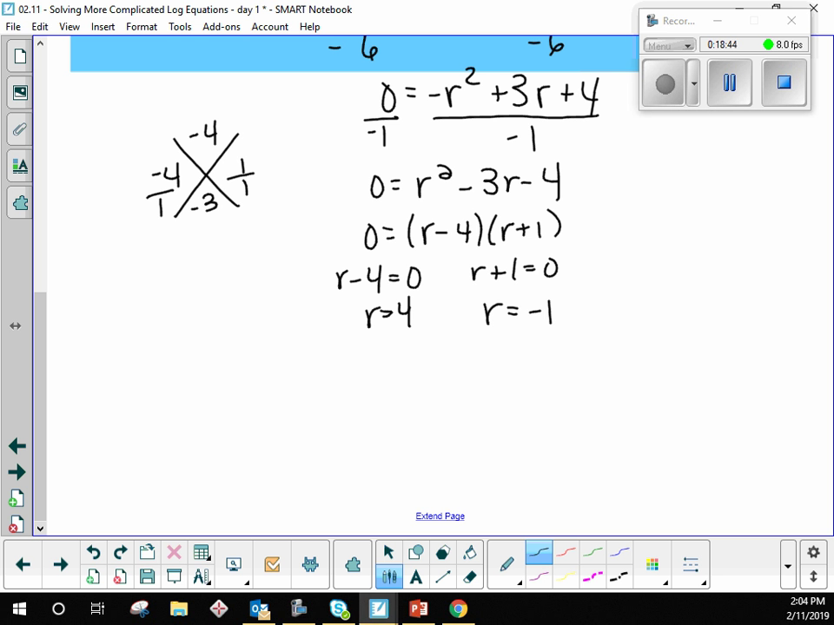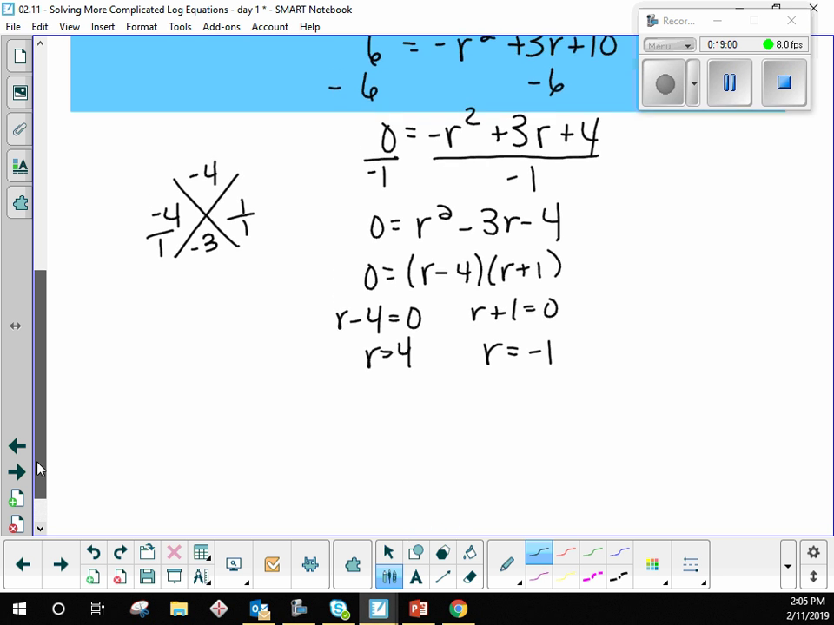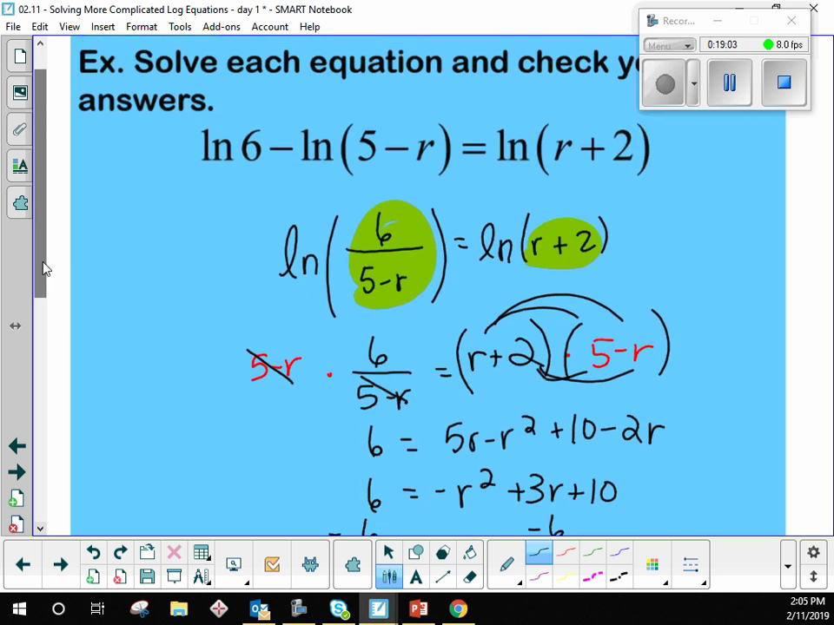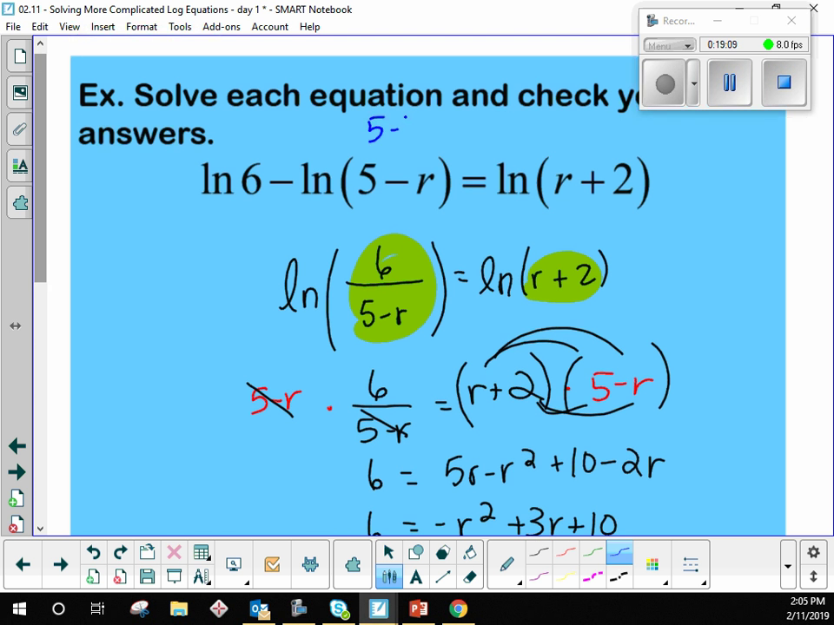True or false? Because 4 is positive, I don't have to check it to be extraneous. False. True or false? Because r is negative 1, it's obviously extraneous because it's negative. False. You have to go plug those in and check them out. So going back to the original problem, when I plug in 4, 5 minus 4 is 1, so this thing checks for 4, it stays positive. When I put 4 into this thing, it checks because it stays positive.